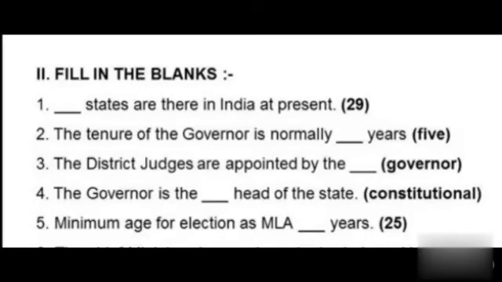Second Roman letter, fill in the blanks. Dash states are in India at present. At present, actually 28 or 29 is here, but 29 is the correct answer. The tenure of the governor is normally dash years, 5 years, only 5. Third one, the district judges are appointed by the dash, governor. The governor is the head of the state, constitutional. Minimum age for election as MLA, 25 years.